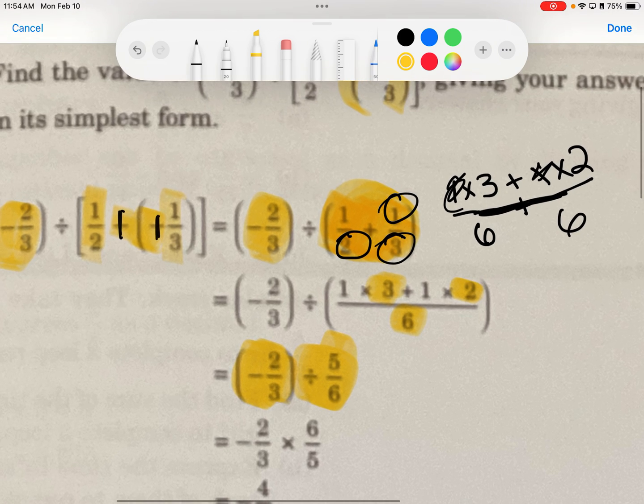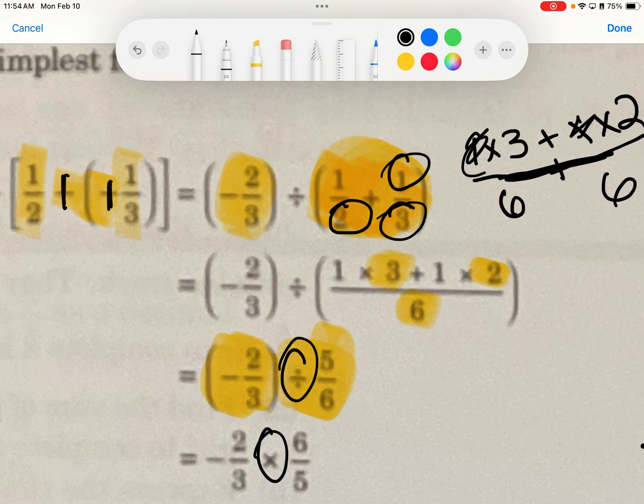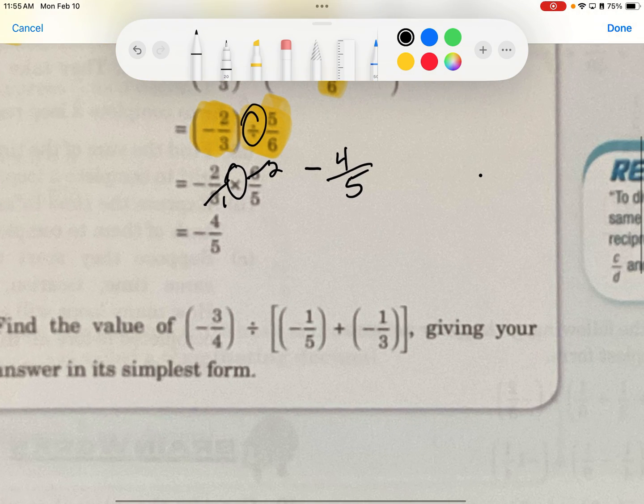All right, so what are we going to do to change this division into multiplication? We're going to multiply by the reciprocal of 5/6. So that would be 6/5. So negative 2/3 times 6/5. We know that these are mixed signs, so it's going to be negative. Look, we can simplify. We got a 3 and a 6, so we can divide both by 3. And then we would get 4/5. And that negative tracks. And look, negative 4/5. Bingo.